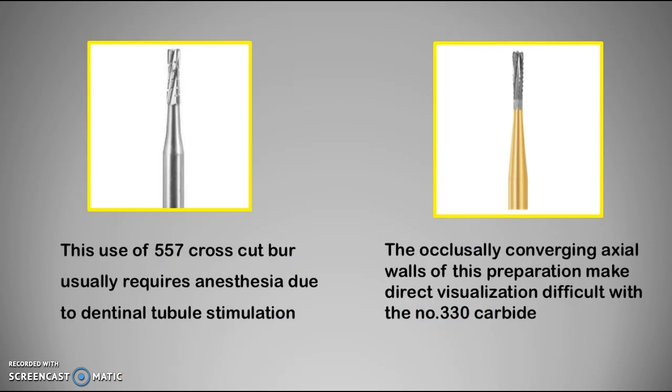We could also use these two burrs, the 557 crosscut and the number 330 carbide. But the problem with 557 is that it requires anesthesia administration and it creates lots of noise, which means that the patient may become anxious. Number 330 causes occlusal convergence of axial walls, while we ideally require a V-shape preparation.